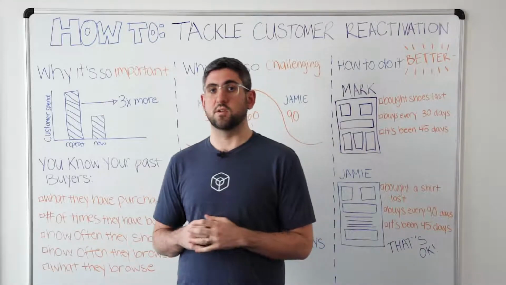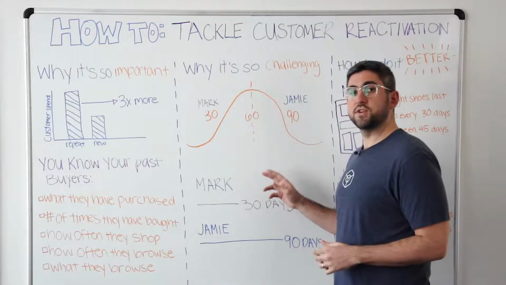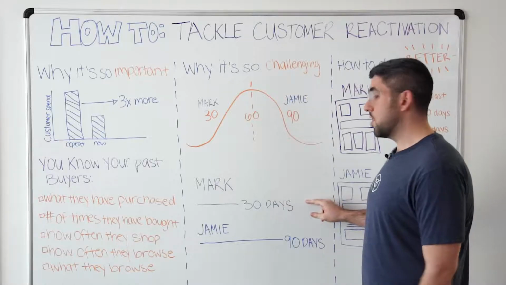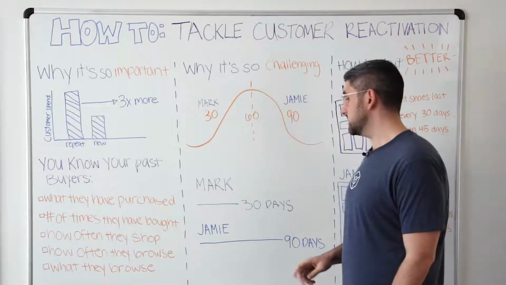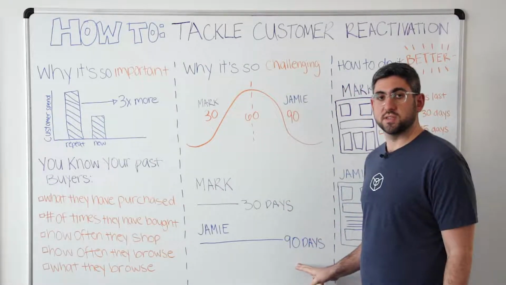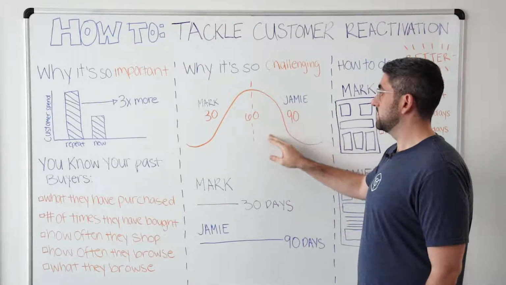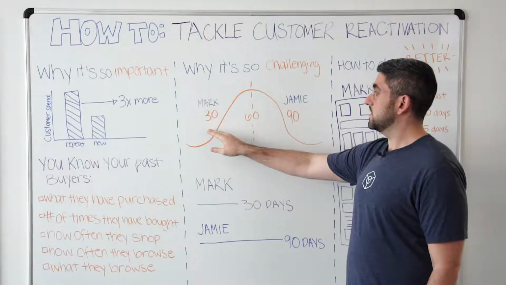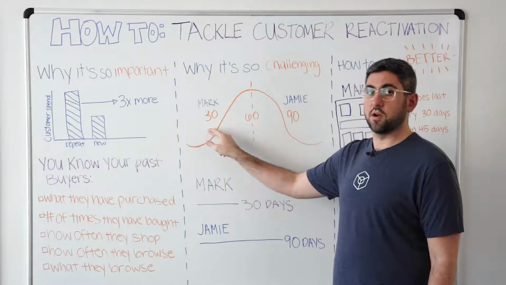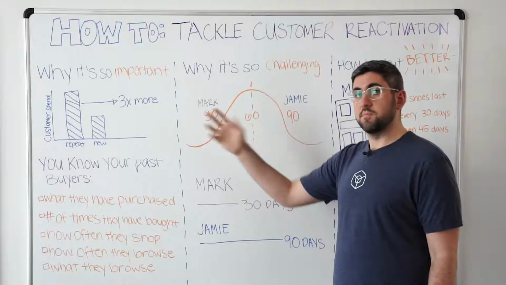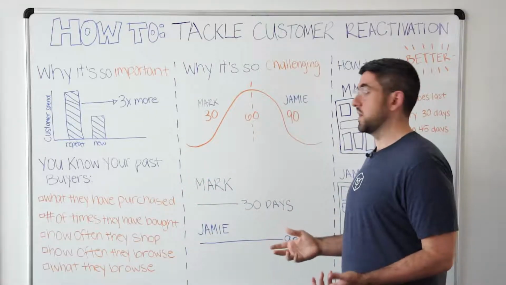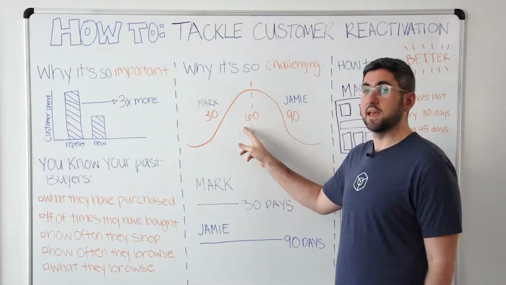So let's walk through this a little bit. Let's say you have 2 loyal shoppers here. Mark, who purchases every 30 days, and Jamie, who makes a purchase every 90 days. If we were to use the average buying time frame here of 60 days, you could see that this message would deploy way too late for Mark, who's probably gone on to another competitor of yours and made his purchase elsewhere. So this message is going out way too late.